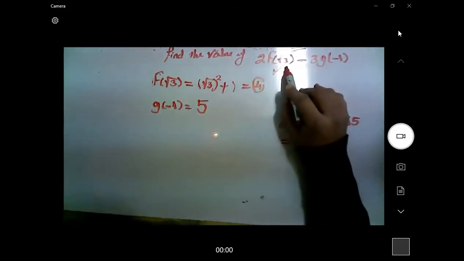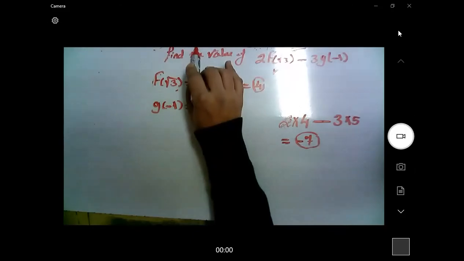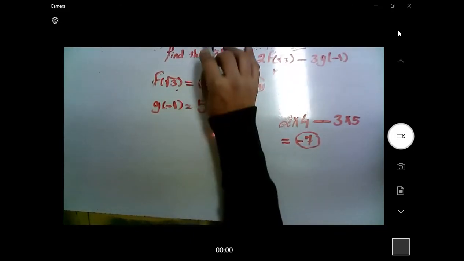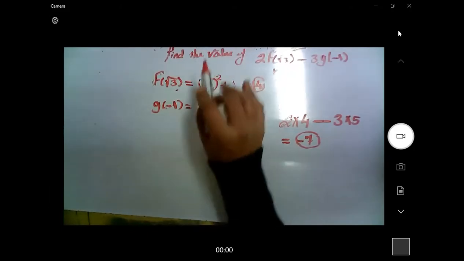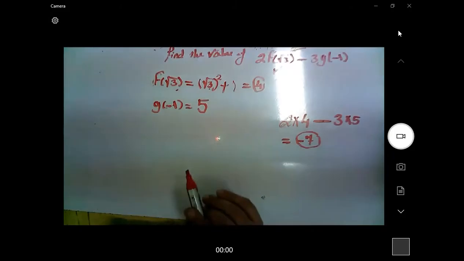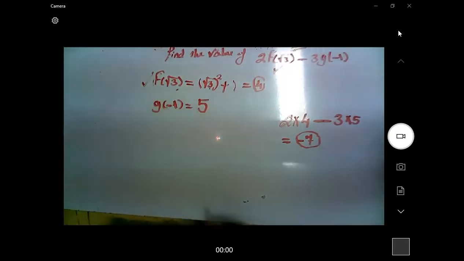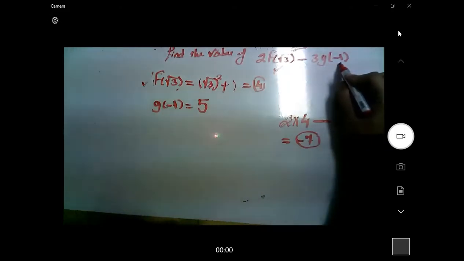f of root 3 at the beginning. f of root 3 means that we are going to substitute or replace x by root 3 in the first function. x is root 3 all power 2, root 3 all power 2 plus 1. The result is 4. This is the first function, or f of root 3. The second is g of negative 1.